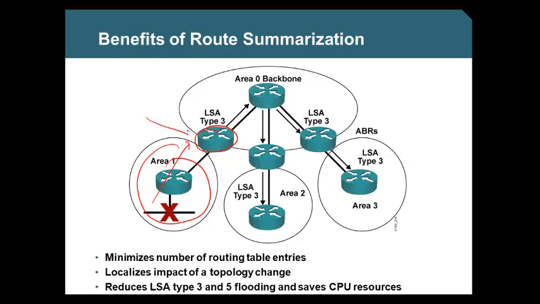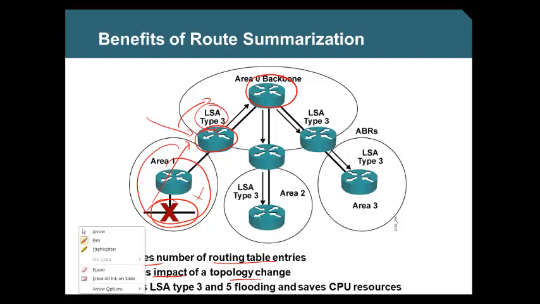By doing so, you minimize the routing table entries on the receiving router. Not only that, if any change happens in one of the subnets, it is localized. It will not be flooded, disturbing other area members. The impact is localized whenever the topology change occurs. Thirdly, you are reducing the number of type 3 LSAs which are flooding. If you don't do summarization, more type 3 LSAs. When you do summarization, you are reducing the number of type 3 LSAs.